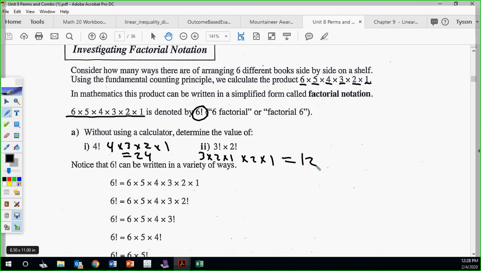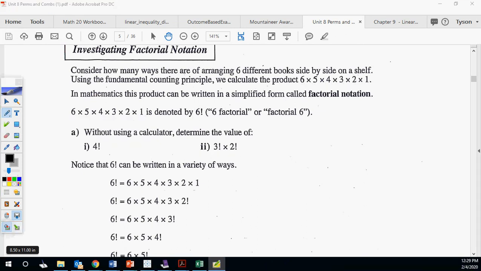Okay, then it says, notice that 6 factorial can be written a variety of ways, and we use this to help us solve algebra later. We get to some binomial theorem and some solving stuff later. But 6 factorial can be written all the way down to 2 factorial, or 3 factorial, or 4 factorial, etc. So you write it in shorthand in ways that can help you later for algebra. There's an understanding that I can stop anywhere I want and put a factorial if I stop early. So that's the idea with that.